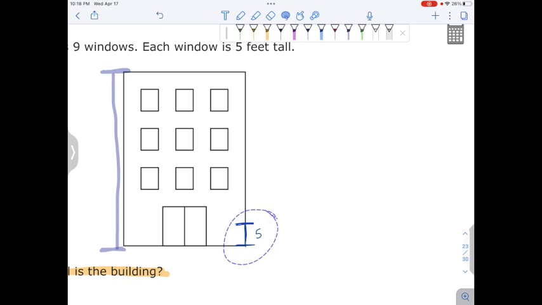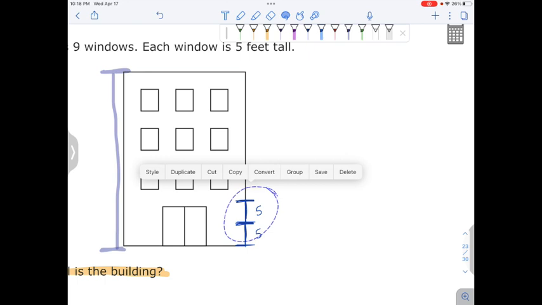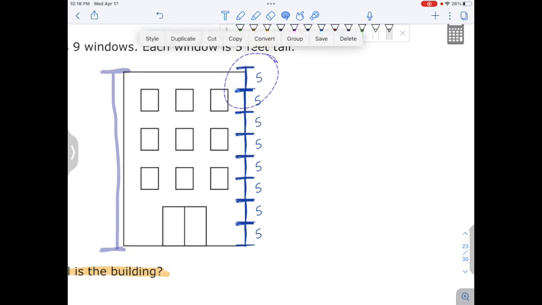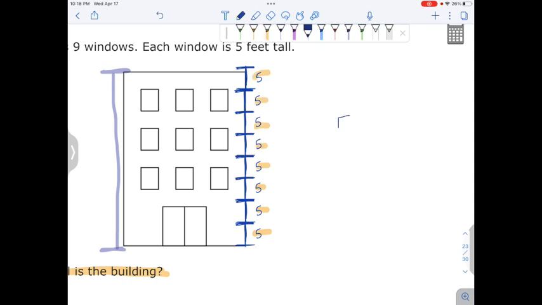Then I'm going to copy and paste. And paste. And paste. Each one of these represents 5 feet because it's the height of the window. Paste. And paste. And paste. All right, so how many 5s do I have? I have 1, 2, 3, 4, 5, 6, 7, almost 8. We have 8 repeats of 5.